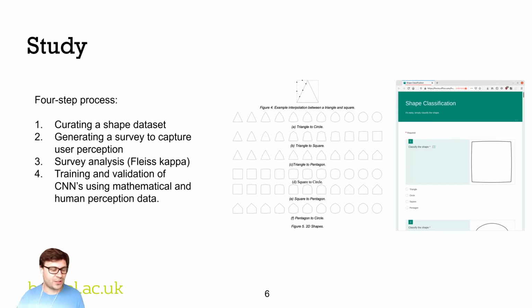So the study was a 4-step process of creating a shape data set of 2D primitives and the transforms between them, generating a survey to capture the user perception of what they believe the classification and where the transition points of those shapes were. We then analyzed that survey using Fleiss' kappa to see if there was consensus across the population. Do we all perceive these shapes and the transition points in the same way? We then subsequently looked at training and validating CNNs to see if they could replicate the population's perceptions of these shapes and form.